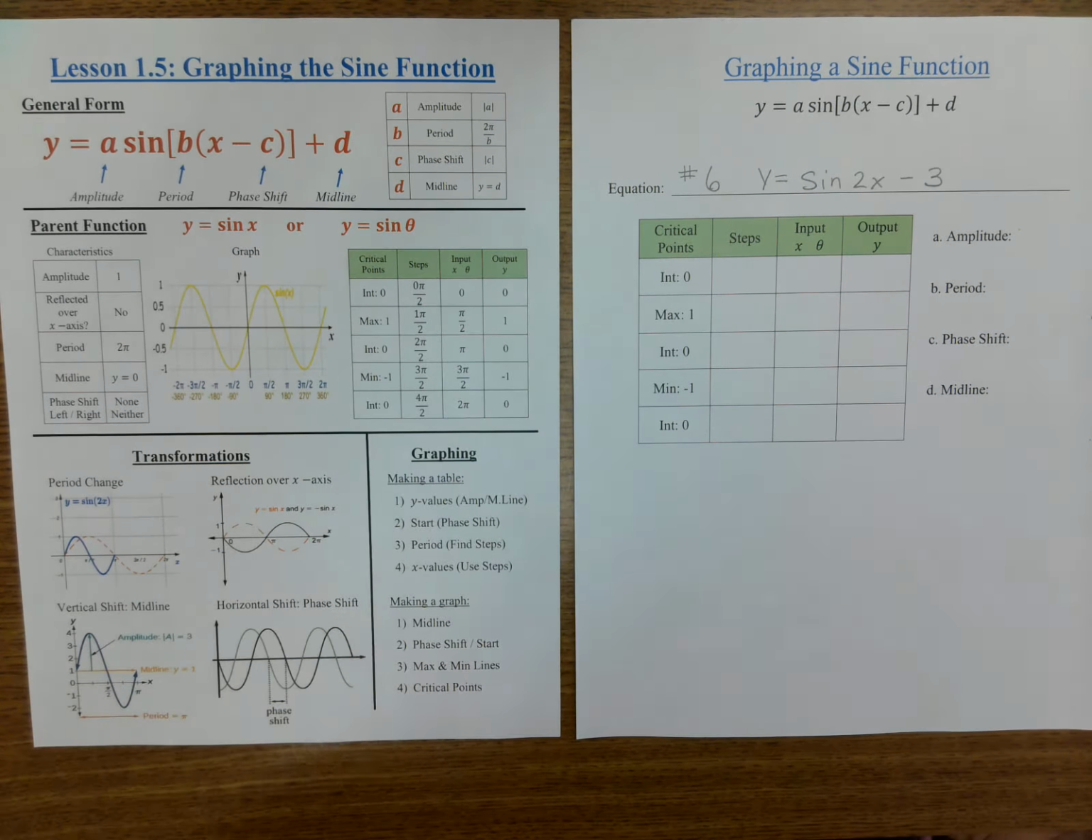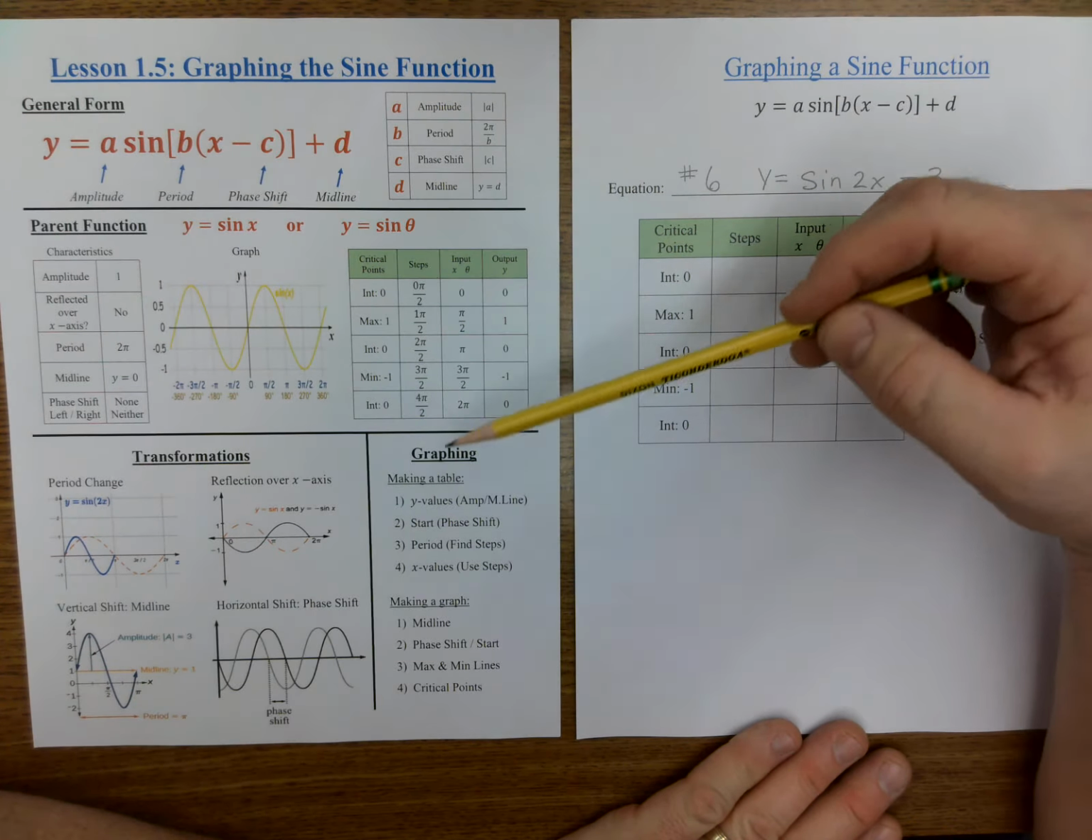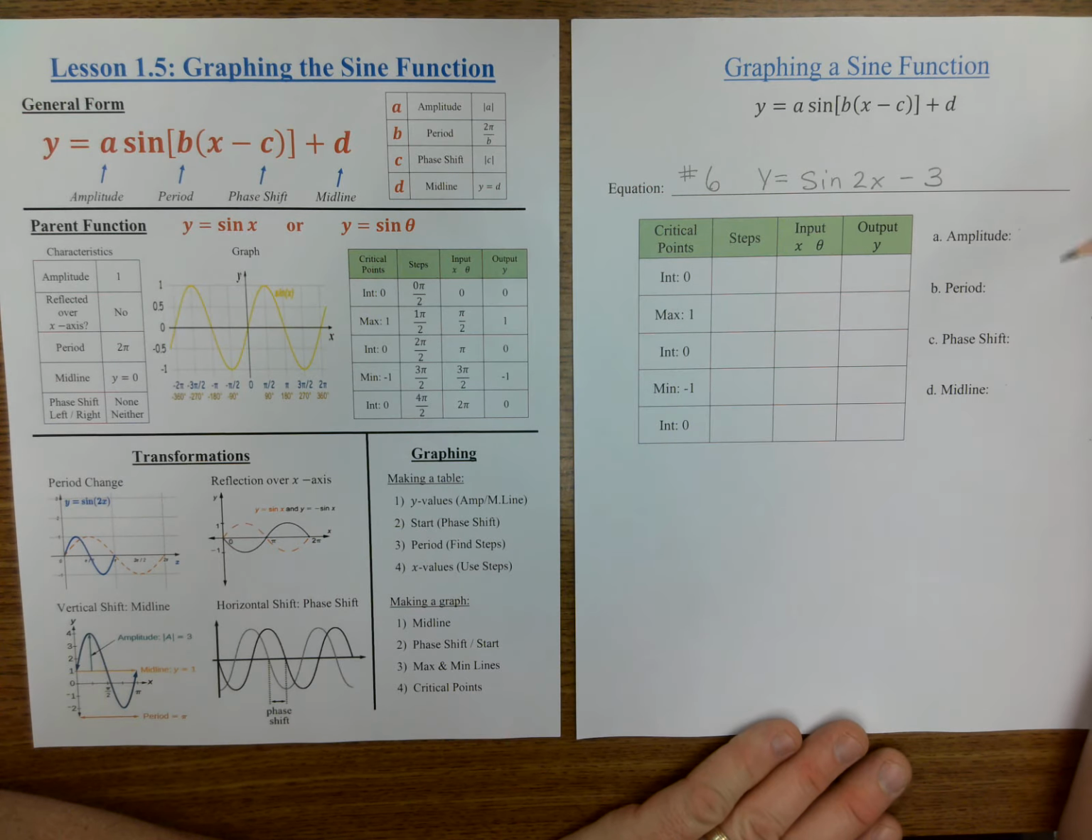I wanted to help you with problem number 6 from our homework. It is: graph the function y is equal to sine of 2x minus 3. Hopefully you have your reference sheet to go back over stuff, and here we go. First thing we want to do is match up and find the amplitude, period, phase shift, and midline. So you should be able to make this table for all of your sine graphs, and here we go.